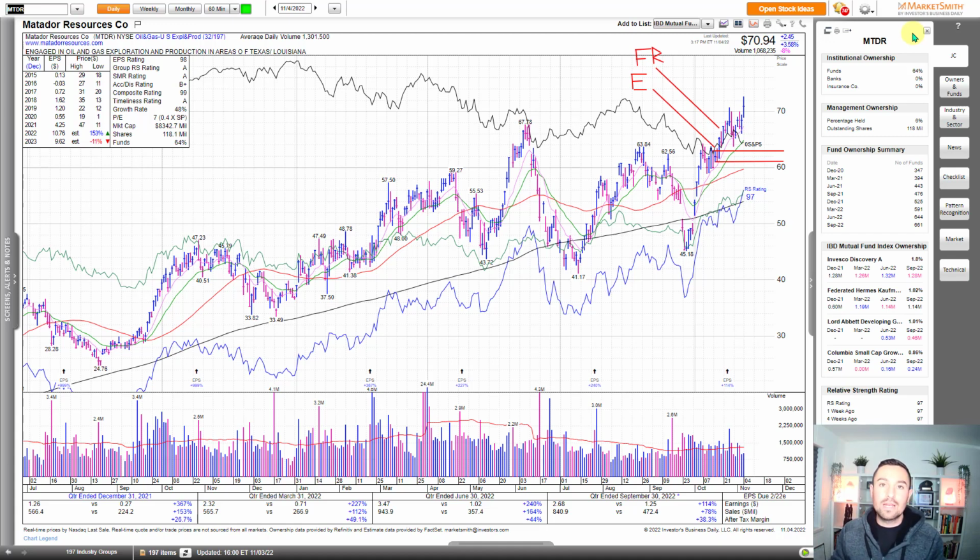Going to be talking about a recent trade that I've taken. I'm still long this stock, oil and gas stock, MTDR. So we'll be working through those 4 different phases. Going to be showing you it all on the Market Smith charts.